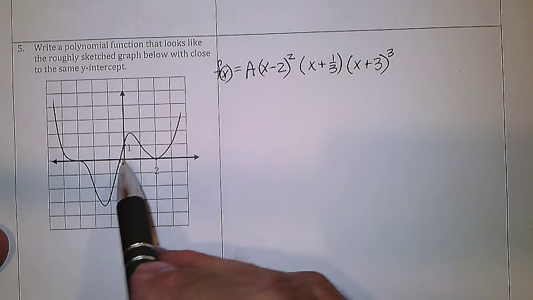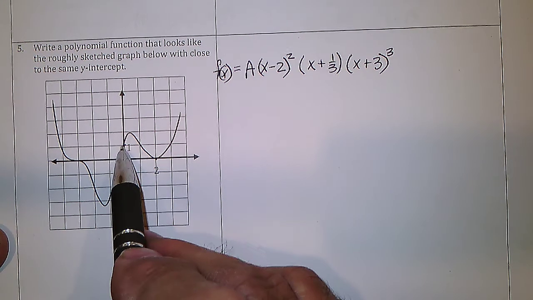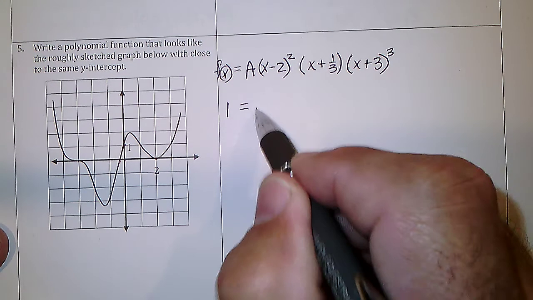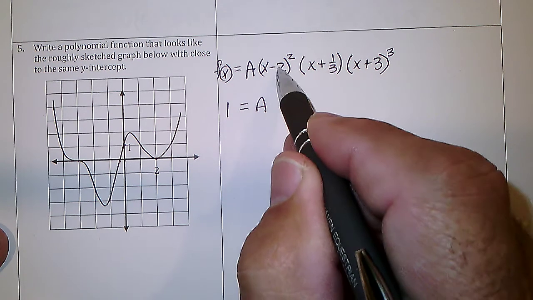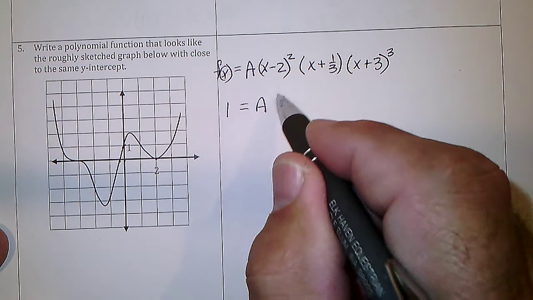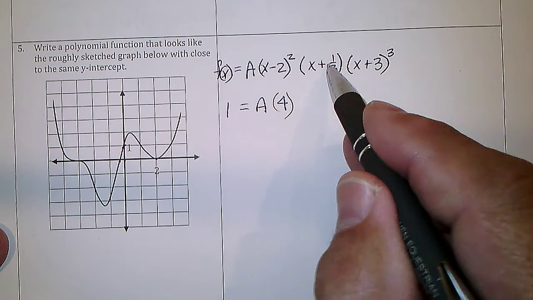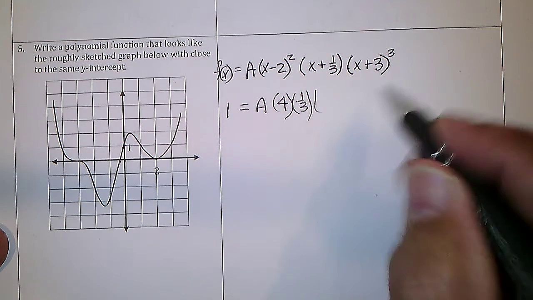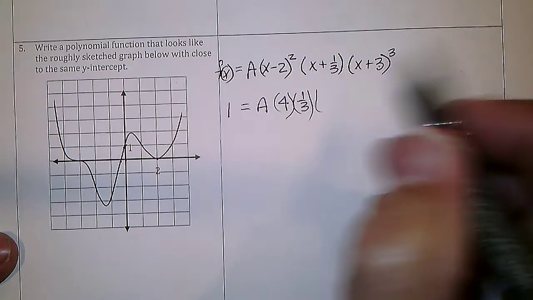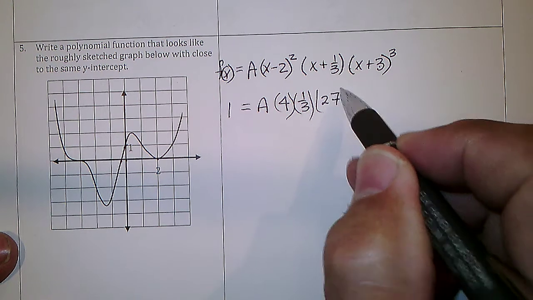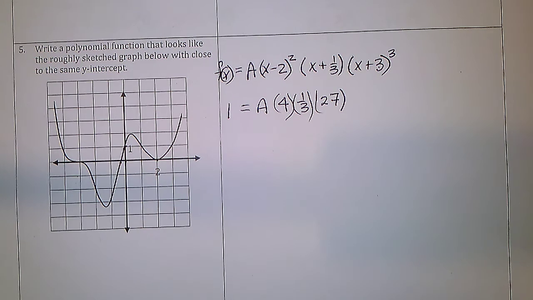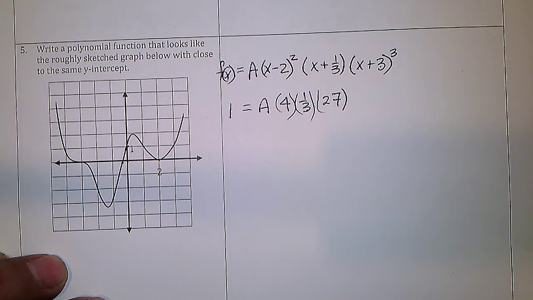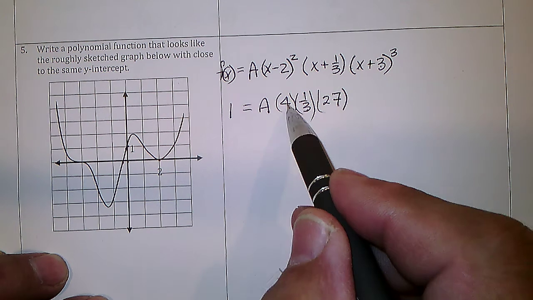Now let's see what happens. So if x is 0, y is supposed to be 1. Y is supposed to be 1 when x is 0. So 0 minus 2 squared is 4. 0 plus 1/3 is 1/3. And 0 plus 3 cubed is 27. It's not 3 times 3, but 3 times 3 times 3. A third of 27 is 9 times 4 is 36.